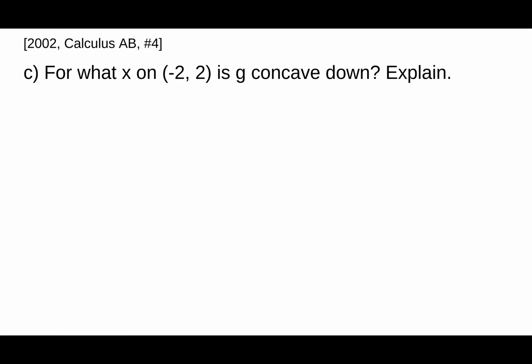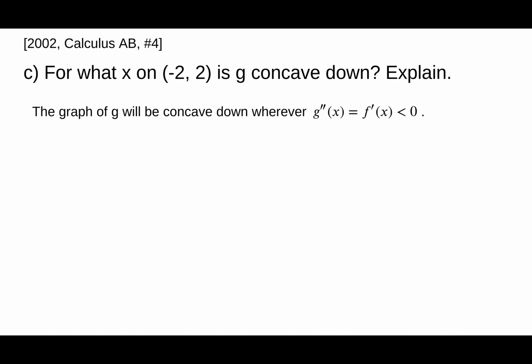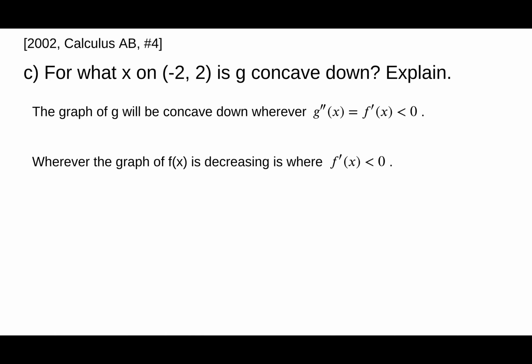For what values of x on the interval from negative 2 to 2 is g concave down, and provide a sufficient explanation. The graph of g will be concave down whenever the second derivative of g, which is f prime of x, is less than 0. Well, f prime of x will be less than 0 wherever the graph of f is decreasing. Based on the graph, f is decreasing whenever x is between 0 and 2. So g will be concave down whenever x is between 0 and 2.